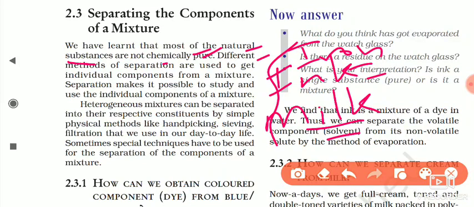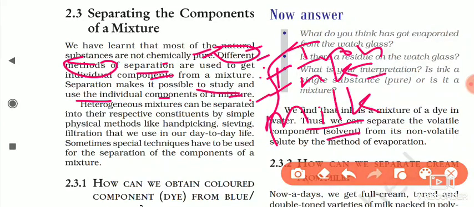Different methods of separation are used to get individual components from a mixture. Means we are using different methods to separate them, so that it will be easier for us to study and use the individual components of a mixture.